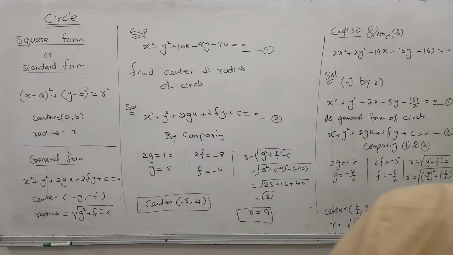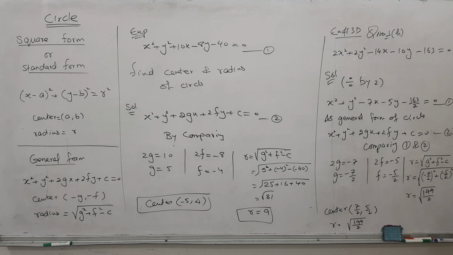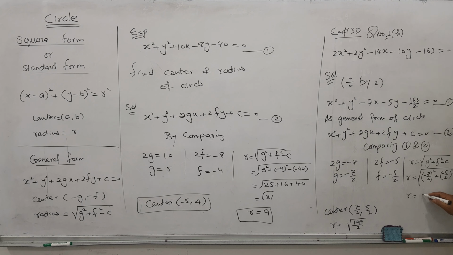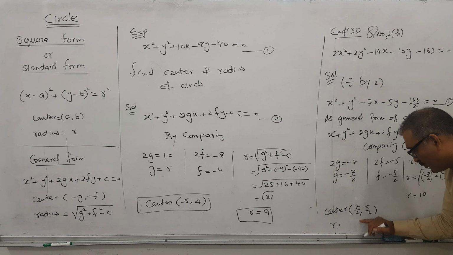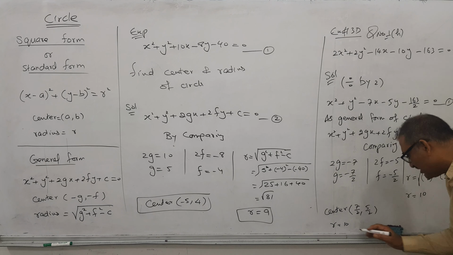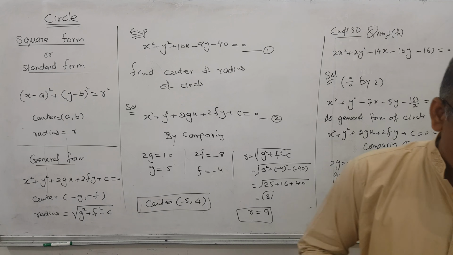Okay, there is one mistake here that I will try to correct. The answer is 49 by 4 plus 25 by 4 plus 163 by 2. This comes to 100, and the root of 100 gives you 10. So the answer is 10; there was a little mistake in the calculator. Now I think it is 100% clear.